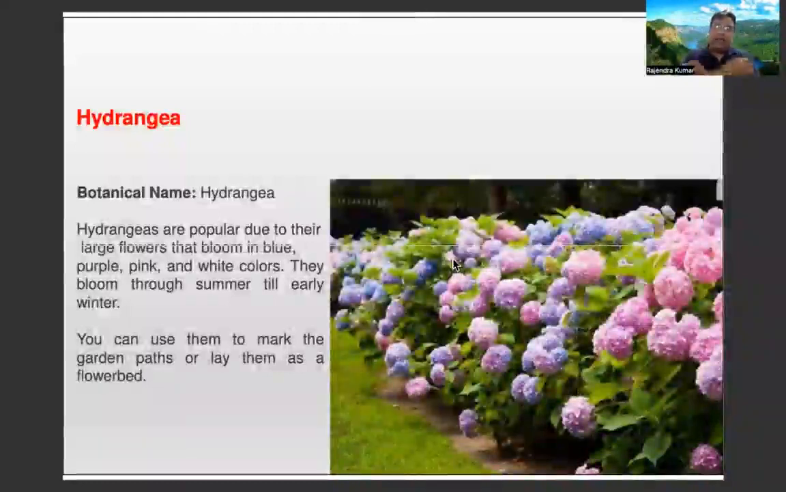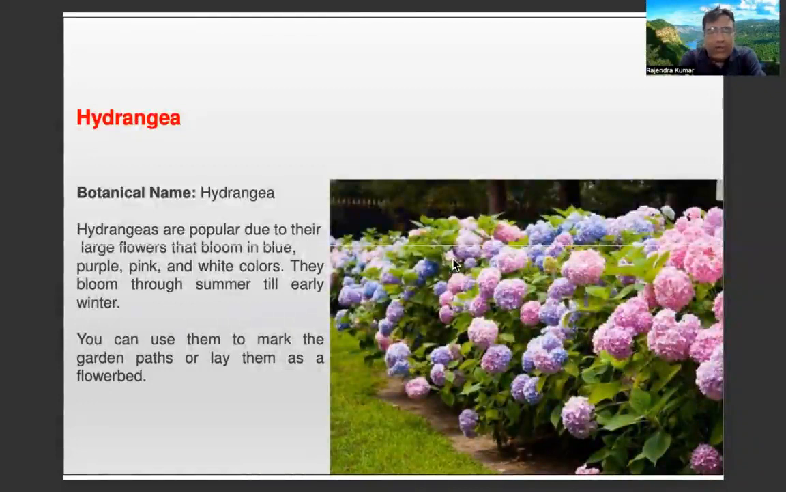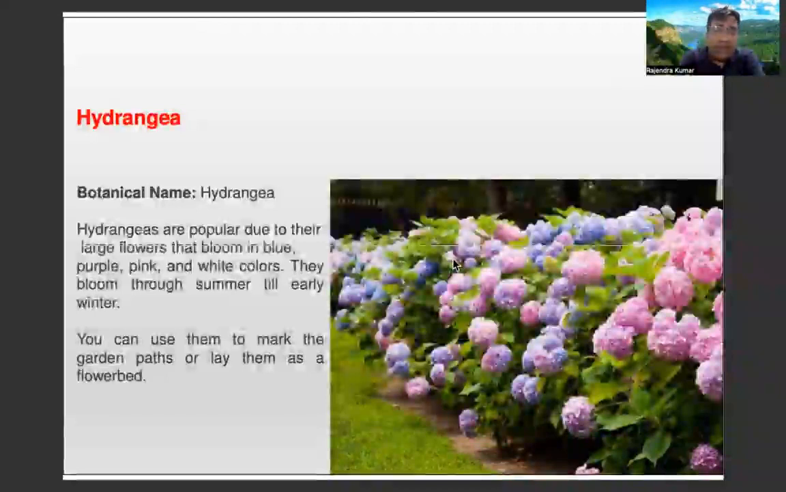Then the next kind of plantation is hydrangea, and the botanical name is hydrangea itself. This is not very commonly used in a house or for domestic purposes, but it's mainly used in parks or public spaces. This flower is popular due to its large flowers that bloom in blue, purple, pink, and white colors. They bloom through summer till early winter.